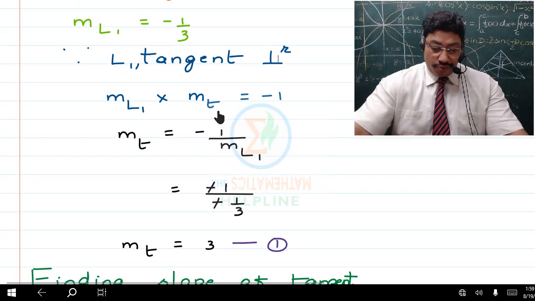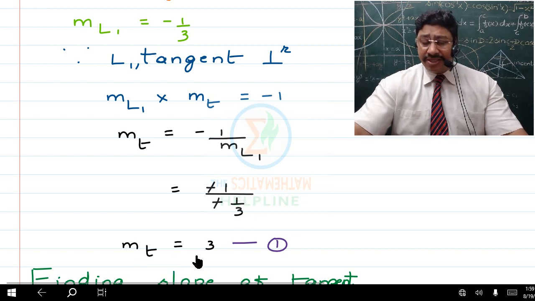So as such, the slope of the tangent can be found out to be minus 1 upon the slope of this line L1, right? So minus minus gets cancelled. You have 1 upon 3. Thus the slope of the tangent becomes equal to 3.